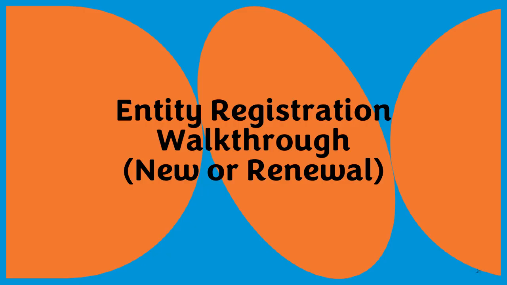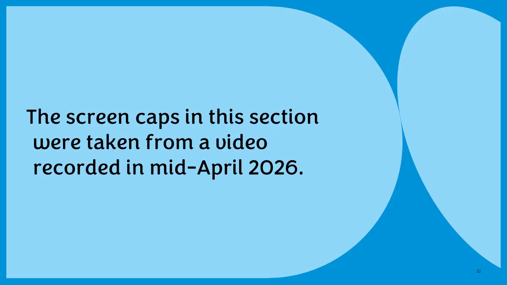Okay, so now on to entity registration. So this is going to be a walkthrough of what you see, whether you're registering for the first time or you're resubmitting registration. So another caveat here. I took these screen caps from a meeting I had with a library in mid-April 2026. Now, I think the entity registration portion of SAM.gov is fairly stable now. I'm not expecting any big changes.